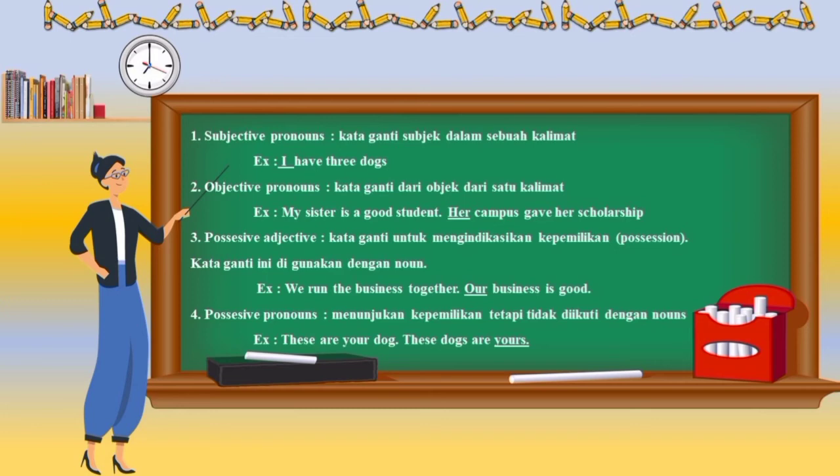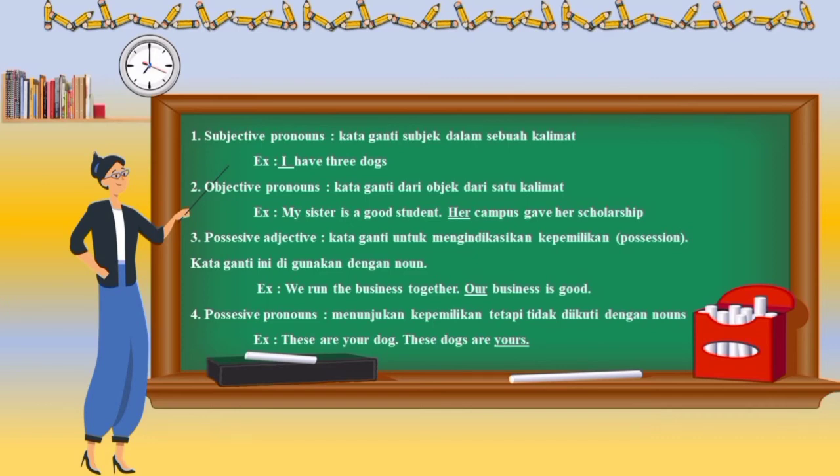So for the next, possessive adjective. Possessive adjective is kata ganti untuk mengindikasi kepemilikan or possession. Kata ganti ini digunakan dengan noun. We can use it with a noun. For example, we run the business together, and then our business is good. So we can see the our here is kepemilikan.